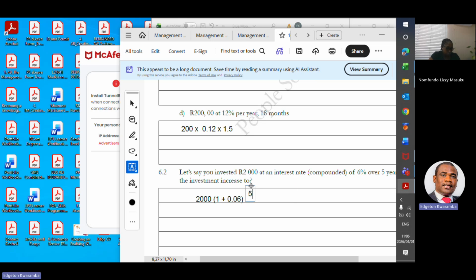So with any other phone that is not an iPhone, you can do it exactly the way it is written here. But with an iPhone, I've seen it's a challenge. So you start by solving what is in the bracket. I think it will become 1.06. And then you go to your x to the power y, you say 5, you say equals, then you find the answer. And then when you have found the answer, you multiply it by 2,000. Right?